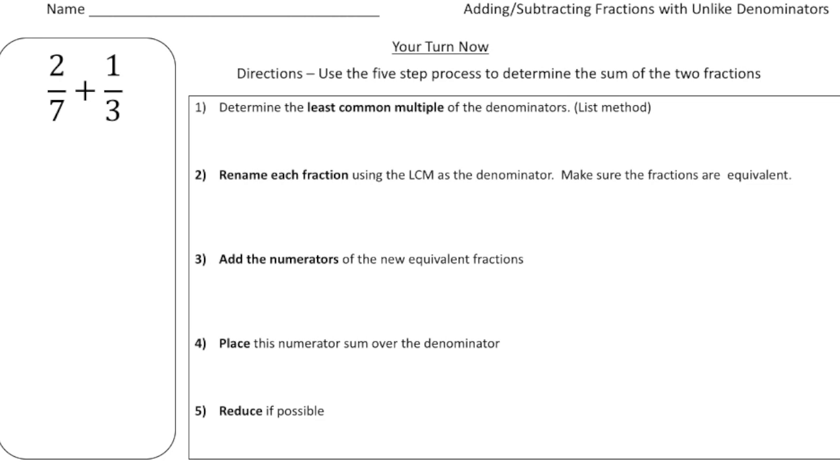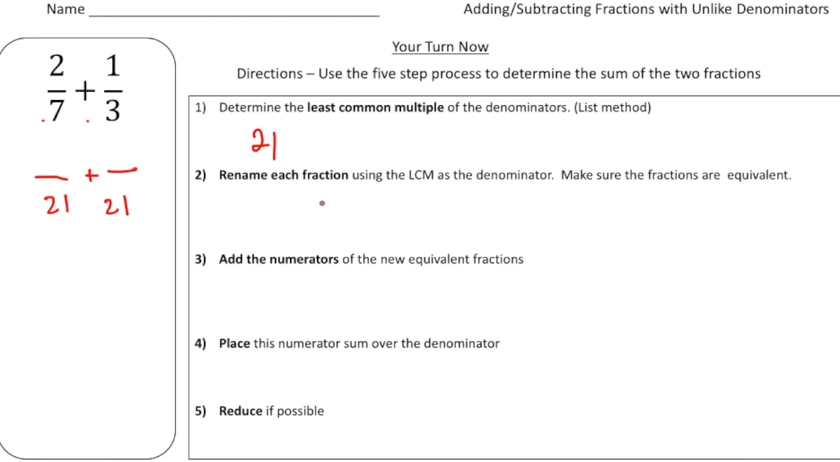Alright, welcome back. Let's say I do this practice problem. So we're adding 2/7 and 1/3. And again, our denominators are not the same, right? So when we follow the 5 steps, step number 1 says determine the least common multiple. So your least common multiple should have been 21 for these. So 21 is going to be our new denominator.